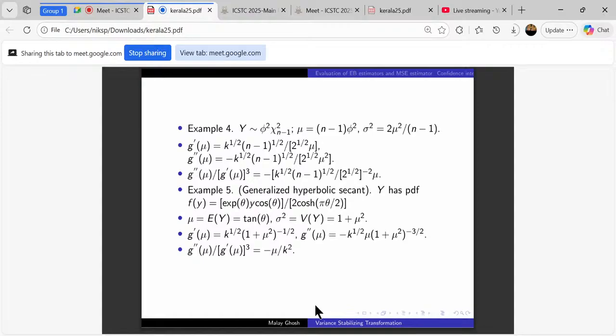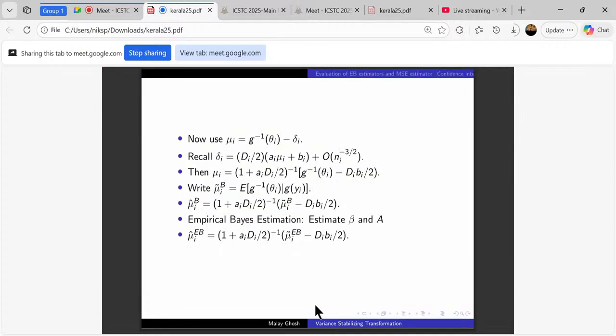The mean is just tan of theta. The variance, if you just differentiate, is sec squared theta, which is 1 plus tan squared theta. And here also, g double prime(mu) over g prime(mu) cubed is minus. Next slide, please.